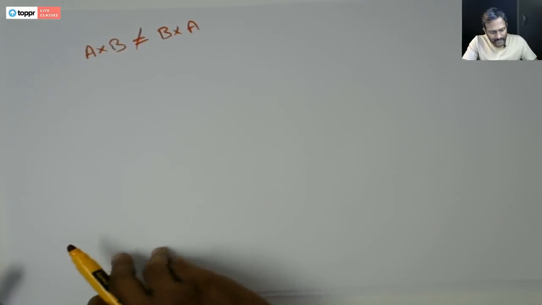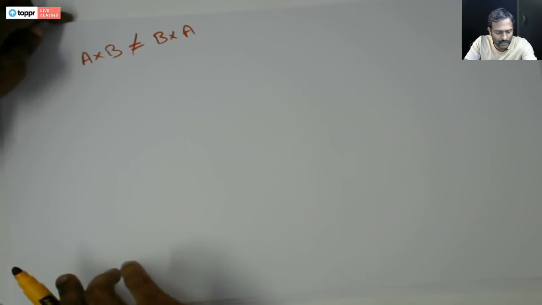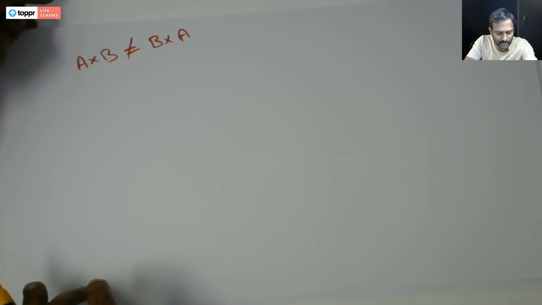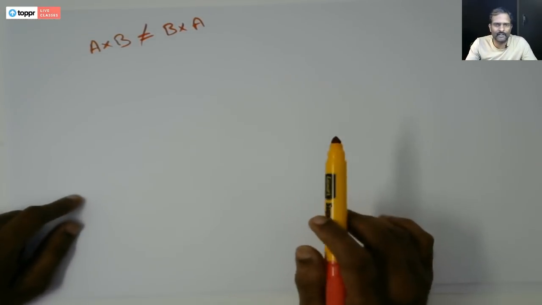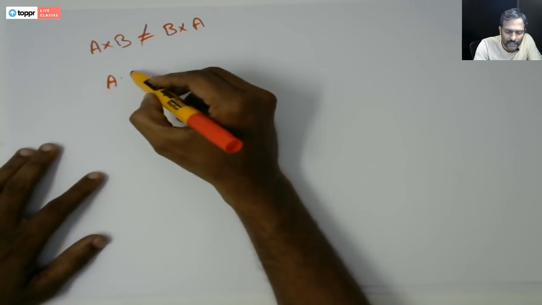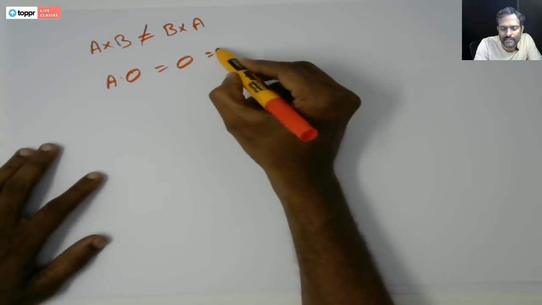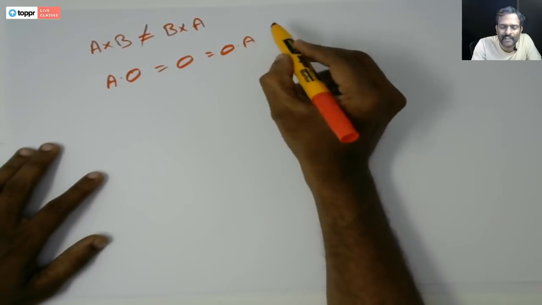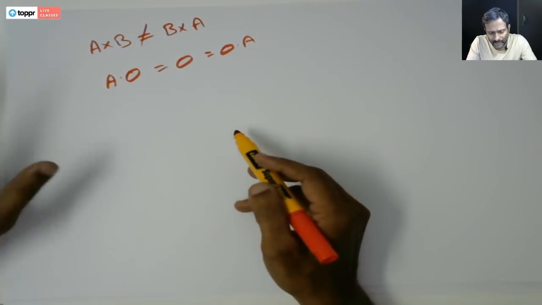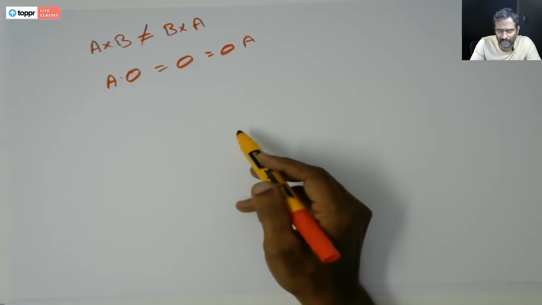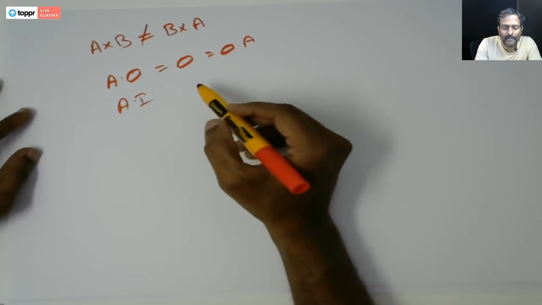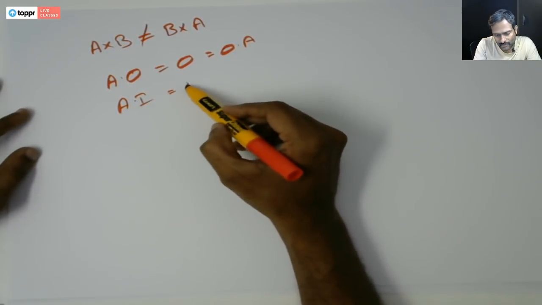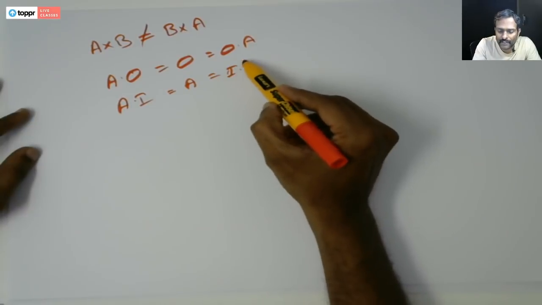Maybe in some cases it may be possible, like when you multiply with a 0 matrix, you get 0 always. A times 0 matrix is equal to 0, which is equal to 0 times A matrix. This is a case, and there might be some very rare cases where you get A cross B equal to B cross A, but not always. Similarly, A multiplied by identity matrix is equal to A, which is equal to identity matrix times A.